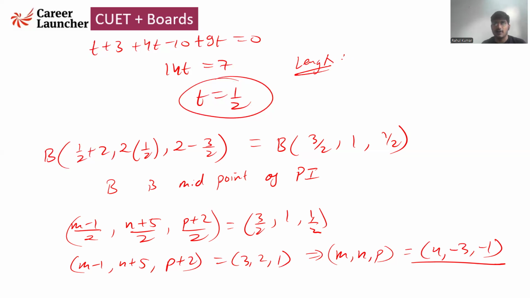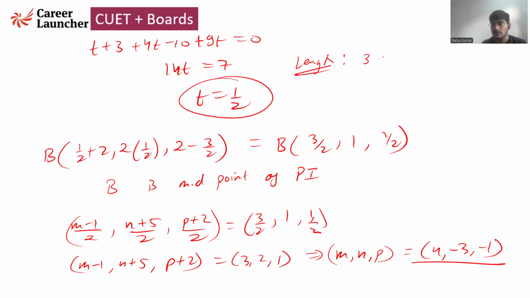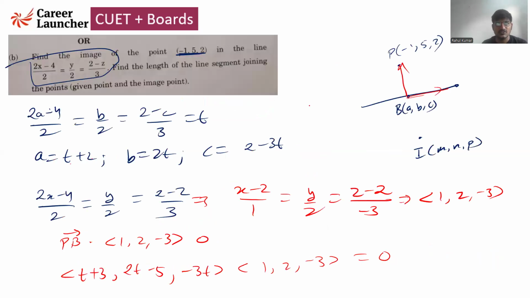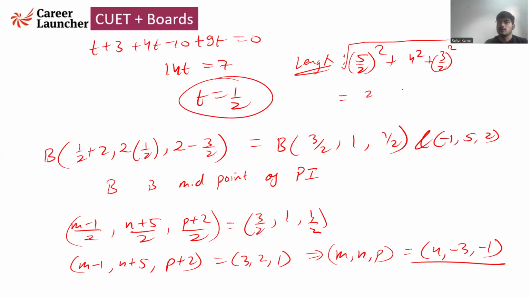How can we find the length? You can find the length by finding the simple PB vector's magnitude. So you need to find the distance between this point and (−1, 5, 2), if I'm not wrong. So let's calculate the distance. It will be (3/2 + 1/2), means 5 by 2, complete whole square. Now 5 minus 1 is 4, whole square, and 2 minus 1 by 2 is what? 3 by 2, complete whole square. Take the square root and we'll get the distance. It will be the square root of 25 plus 16 into 4 is 64, plus 9, divided by 4.